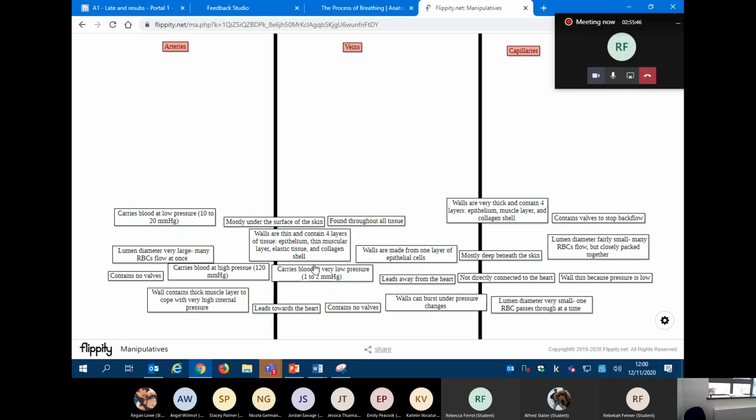Arteries lead away from the heart and veins go towards the heart. So the arteries, I'm guessing they carry the high pressure because that's straight from the heart, isn't it?